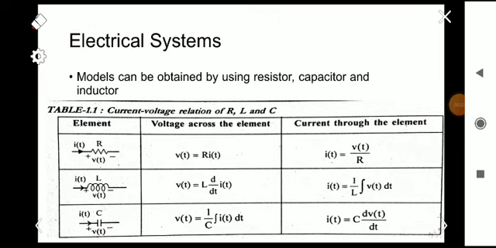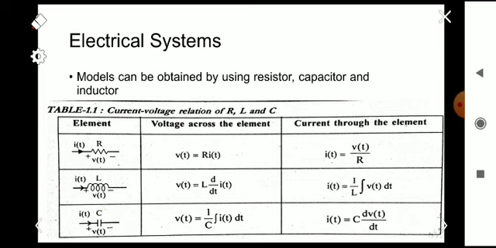Hi all. In the previous lectures, we have learned the mathematical modeling of mechanical, translational and rotational systems. So in this video, we are going to learn the mathematical modeling of electrical systems. As we know, the models of electrical systems can be obtained by using resistor, capacitor and inductor.